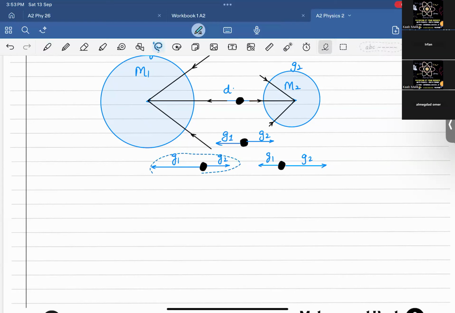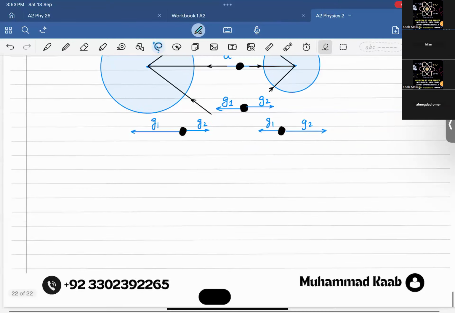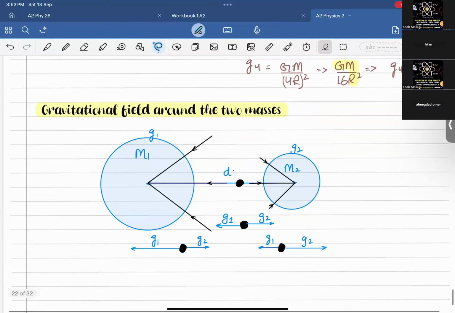Now, if we try to work out the gravitational field at two or three different points, the gravitational field strength will increase from the surface of one planet, decrease to zero, and then increase and go in the opposite direction.